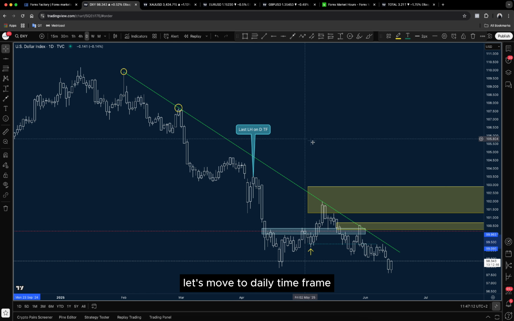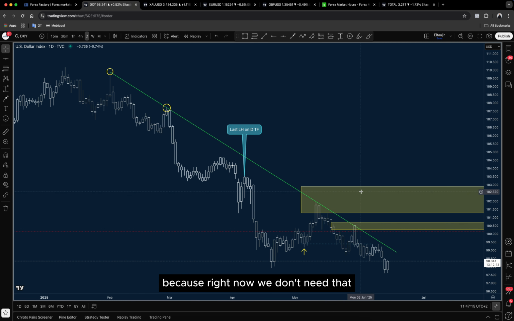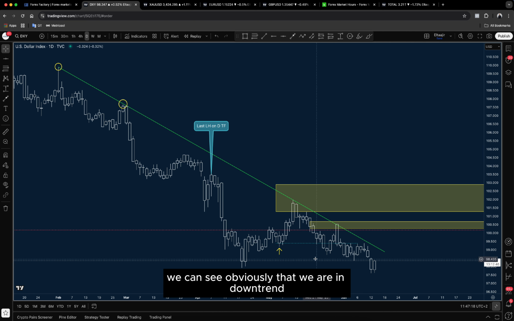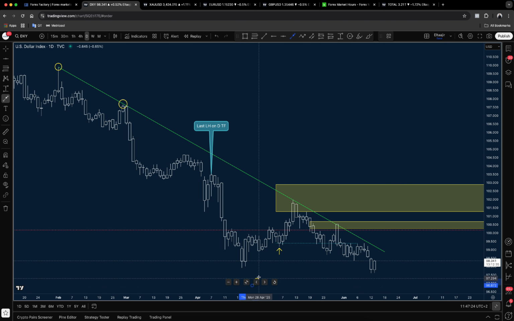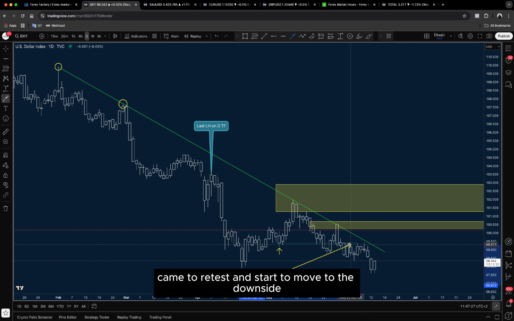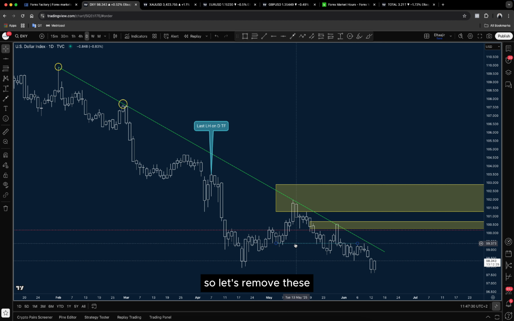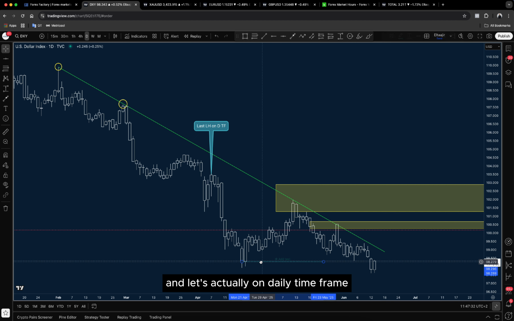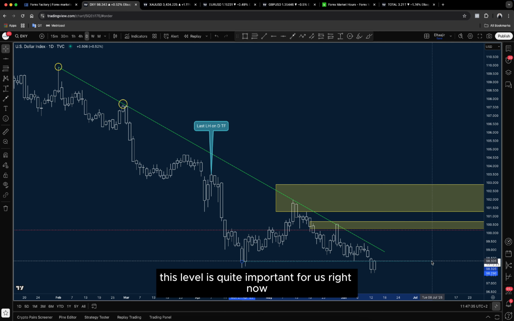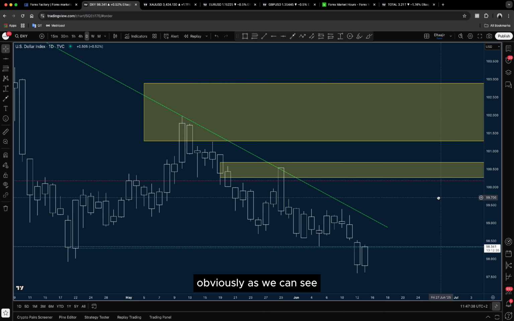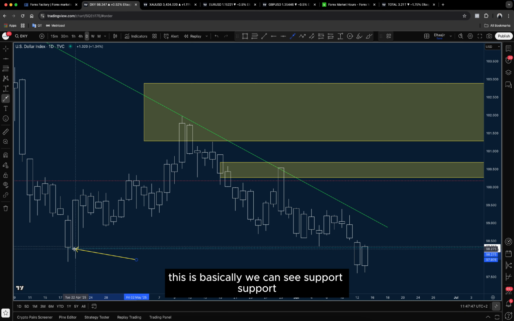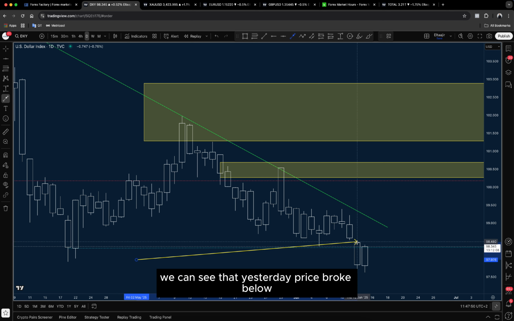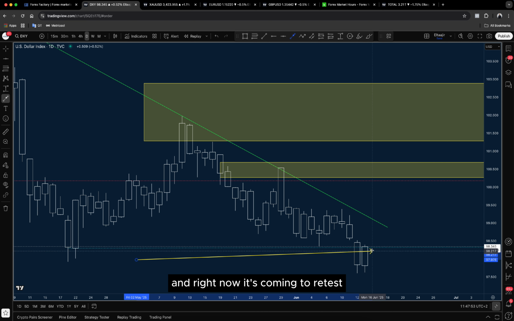Let's move to the daily time frame. Let me clean this a little bit because right now we don't need that. We can see obviously that we are in a downtrend. We also broke below this one. Price broke below here, came to retest and started to move to the downside. On the daily time frame, this level is quite important for us right now. As we can see, this is support, and yesterday price broke below and right now it's coming to retest.